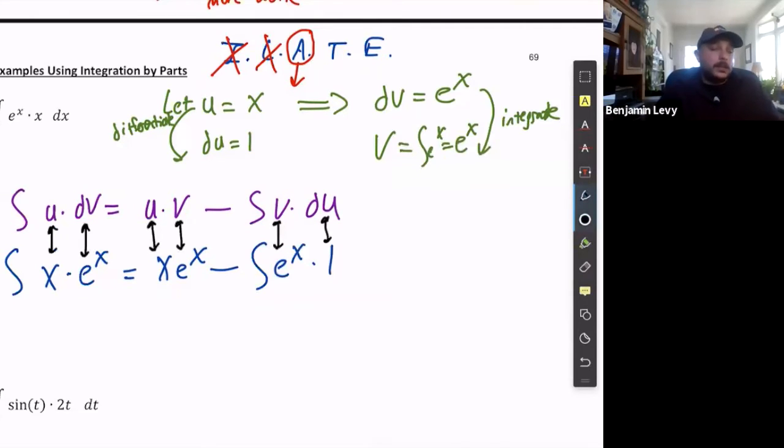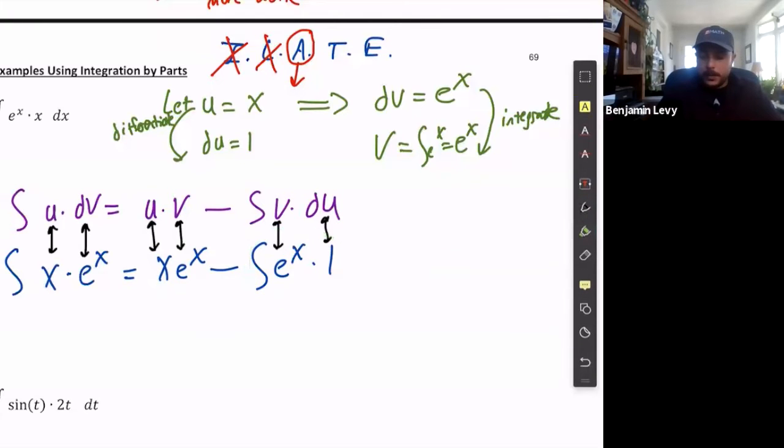And that's easy, right? The x e to the x on the right side, we're just done with that. We don't have to do anything there. There's no instructions. It's just x e to the x. The second piece, we need to integrate this. But we can do that because it's just e to the x now. And that's an easy thing to do. And so that's how we would finish this one off.